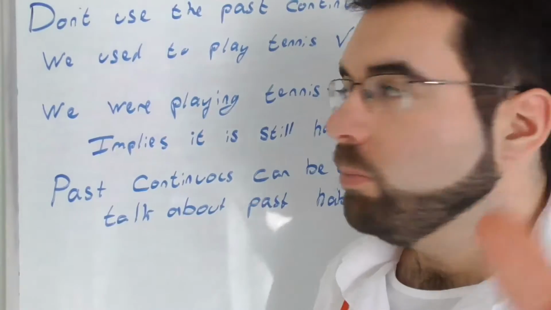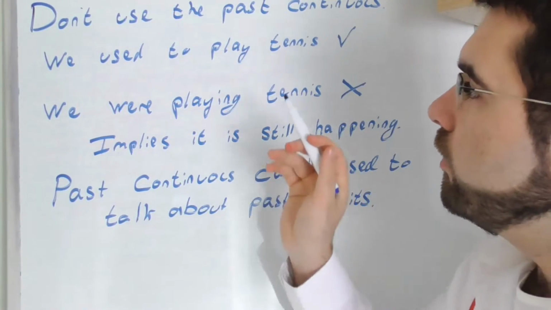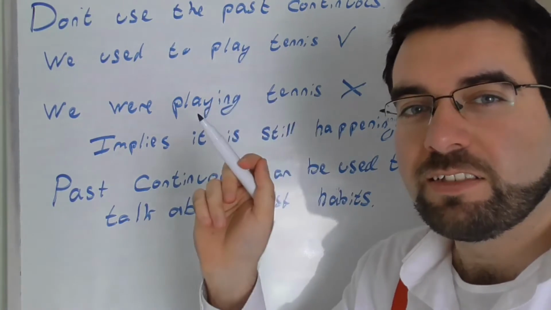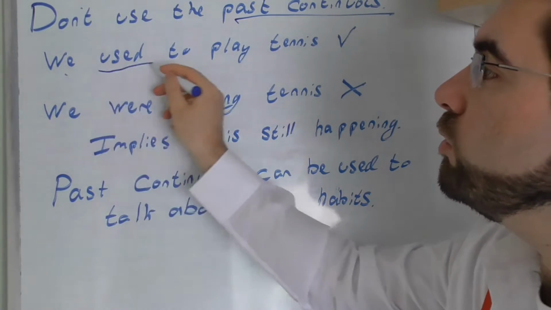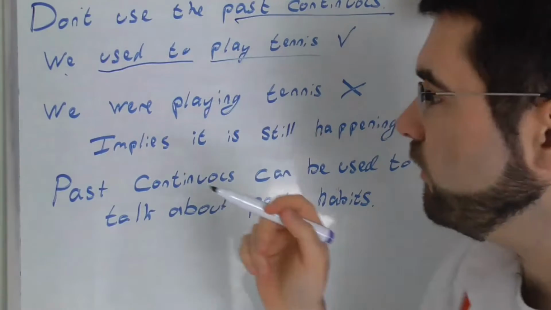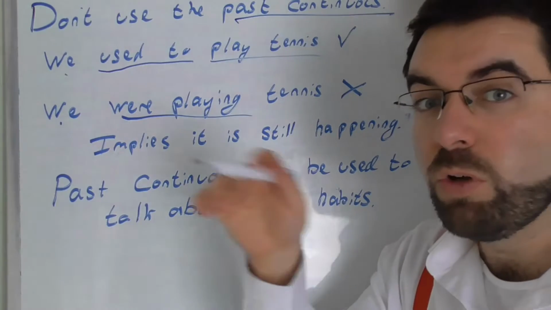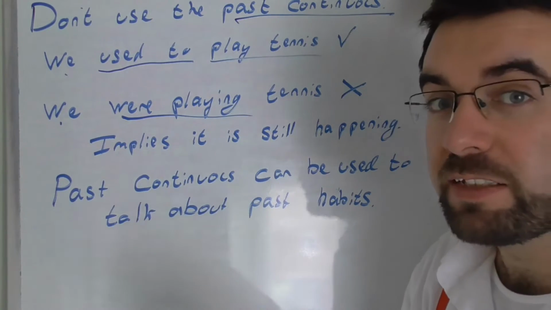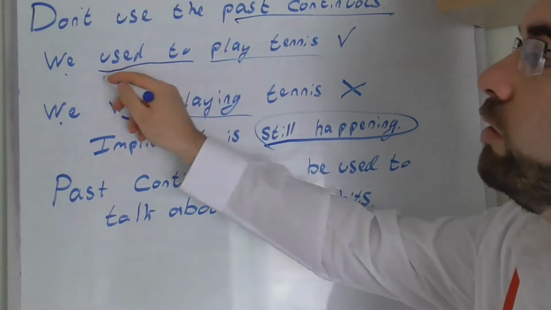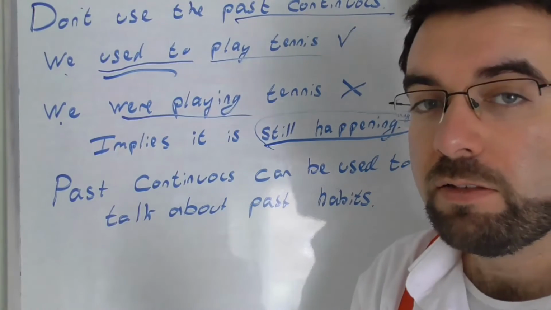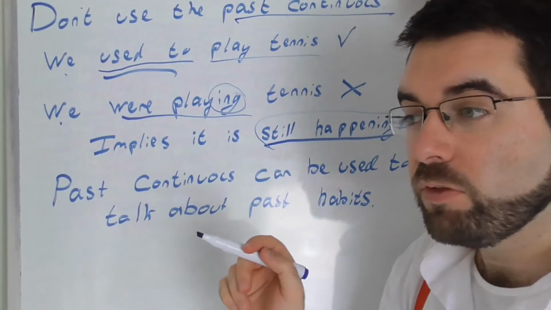But there's one thing you don't want to do when you're talking about used to. We don't want to use it in the past continuous tense. The right way to say it would be, we used to play tennis. We wouldn't say we used to were playing tennis. That does not make sense at all. We were playing tennis is not right here, because it implies it is still happening, when the nature of used to is that it's no longer happening. So you can't use it with the ing form of the verb.